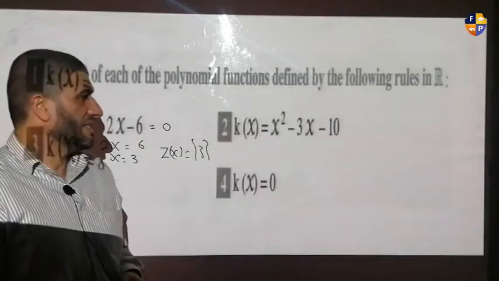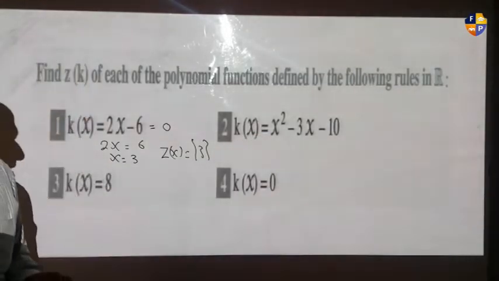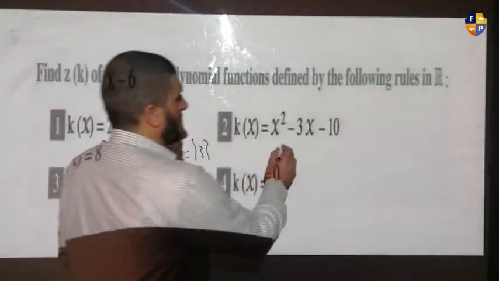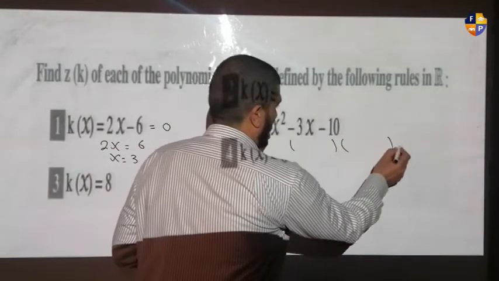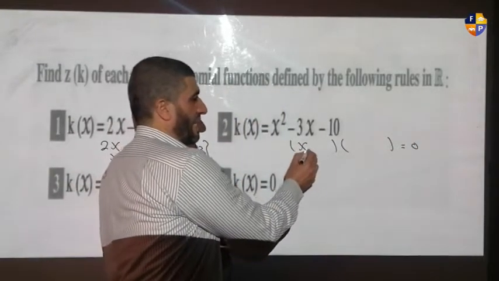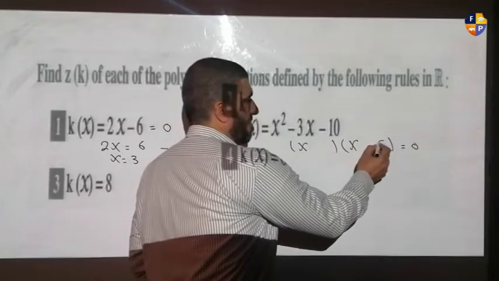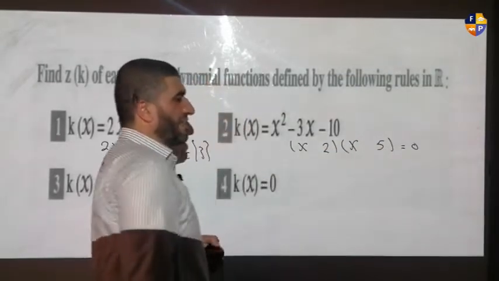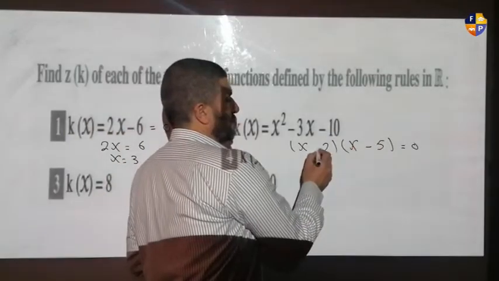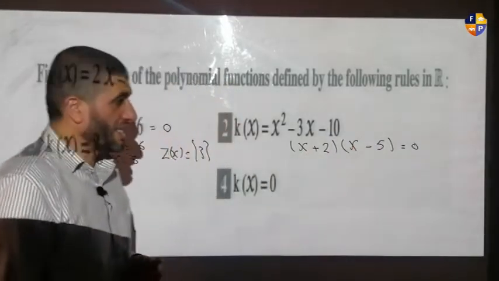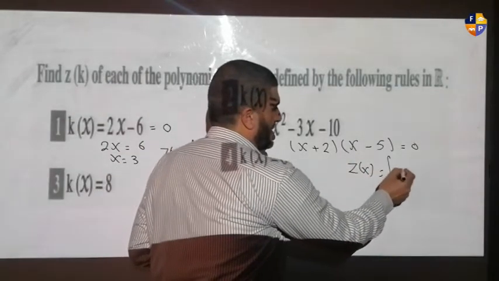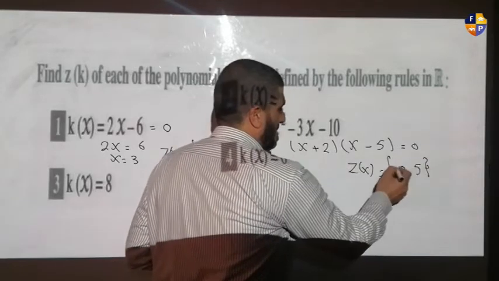Number 2, this is the trinomial x power 2 minus 3x minus 10. We can factorize by 2 brackets, x and x, and two numbers with product 10, 5 and 2, and the difference between them is 3. This is 5 negative and 2 positive. Solution set equals z of x equals negative 2 and 5.